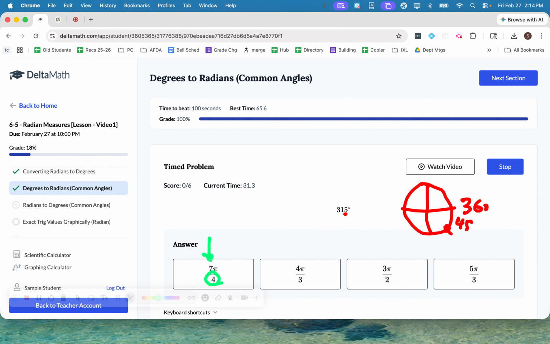But look, it took 7 to get to here. 7 quarters: 1, 2, 3, 4 quarters, 5 quarters, 6 quarters, 7 quarters. 1 shy of 8, because 8 quarters is all the way around. So 7 quarter pi is definitely our answer here.